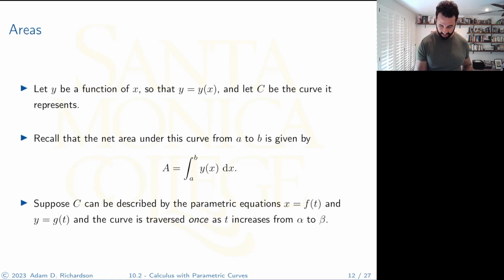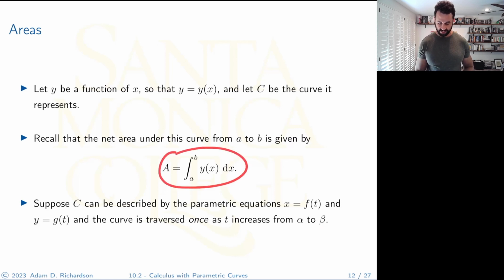So let's say that we have y, which is a function of x, so that we can write y of x, and let C be the curve that it represents. This is something we've seen in the past. This is just the standard parameterization of a function of x. The area under this curve is given by the usual area formula. Just take the integral of that function from a to b, and you get the area under the curve. Now let's instead suppose that C can be described by parametric equations, x equals f of t, y equals g of t, and that the curve is traversed once as t goes from alpha to beta.